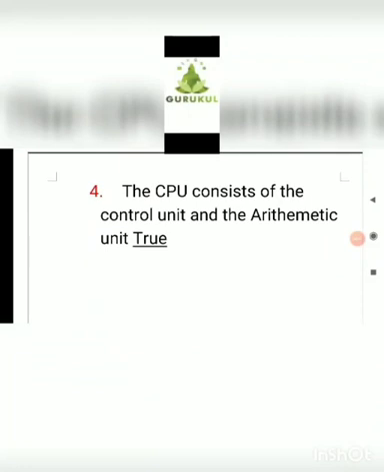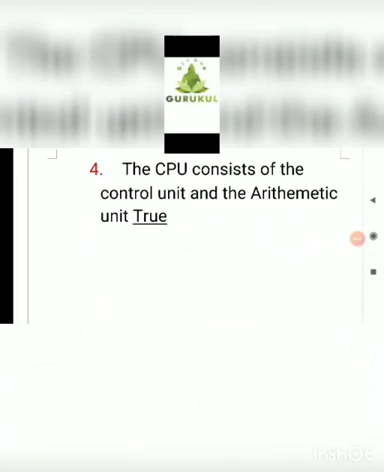Next, the CPU consists of the control unit and the arithmetic unit. The CPU consists of CU and ALU, which are known as the control unit and arithmetic unit, and the answer will be true.